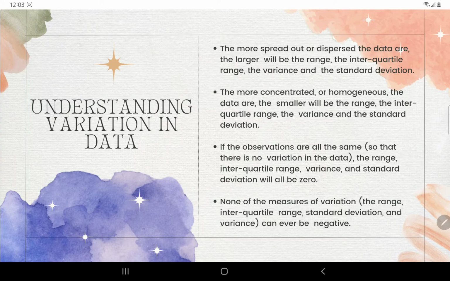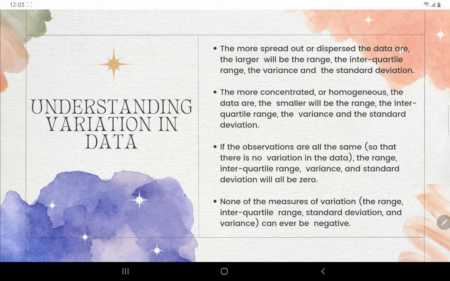So in conclusion, we can say that the more spread out or the more dispersed the data are, the larger will be the range, the interquartile range, the variance and the standard deviation. Range dia kita akan dapat jawapan lebih besar, as well as interquartile range, the variance and the standard deviation. Second one, the more concentrated or the more homogeneous the data are, we will have the smaller value of range, IQR, the variance and the standard deviation.